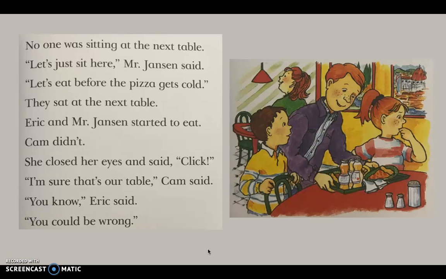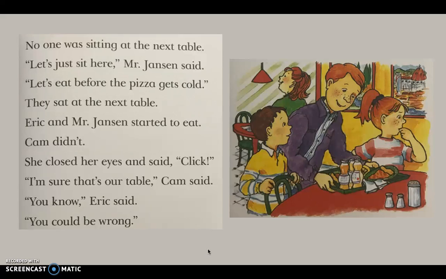What sense do you think Mr. Jansen would use to know that the pizza got cold? Tell your partner. Did you say that he might use his sense of touch? If you did, give yourself a pat on the back. You're right, he'd use his sense of touch to know that the pizza is cold.